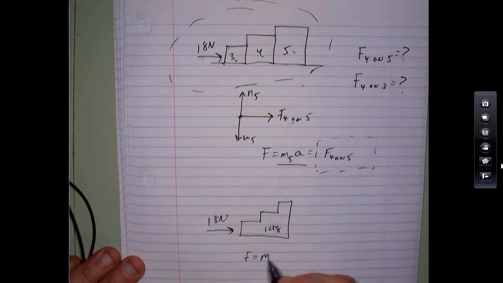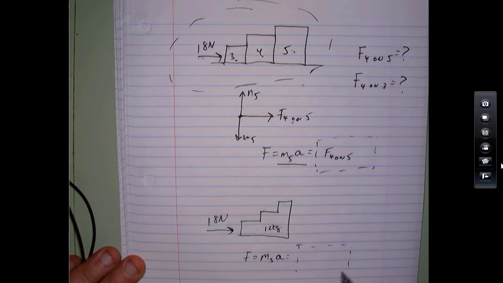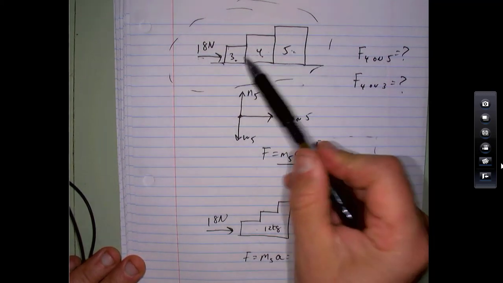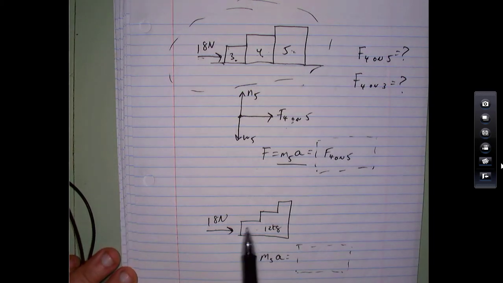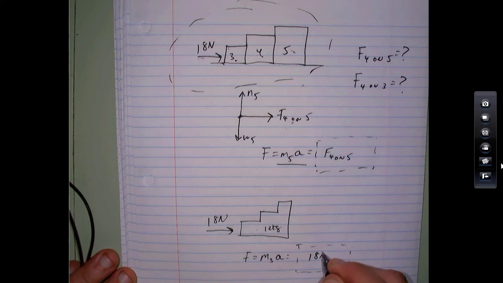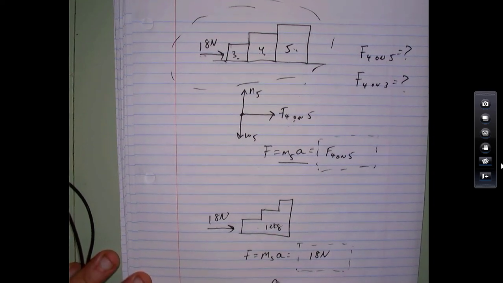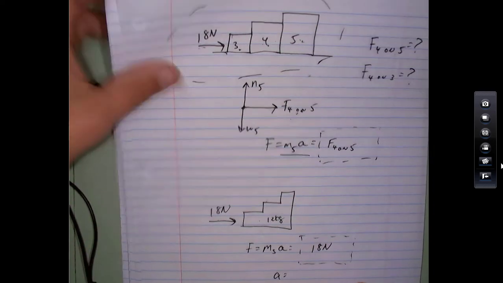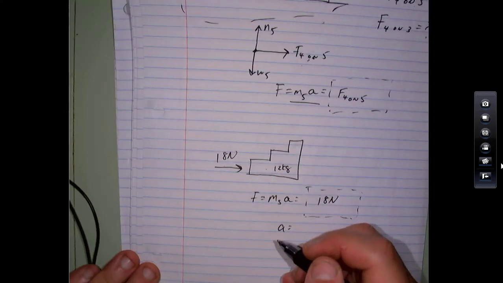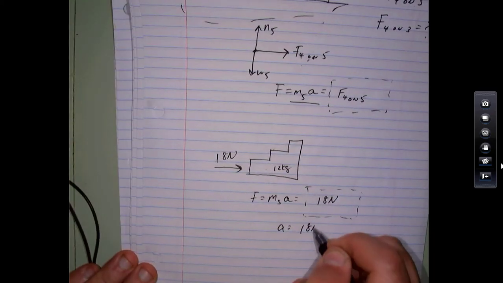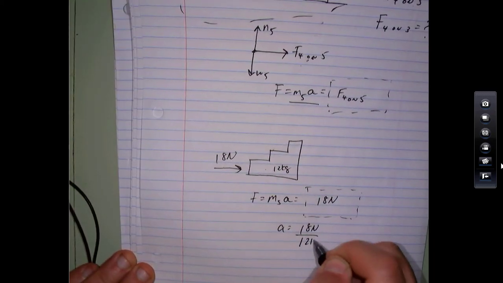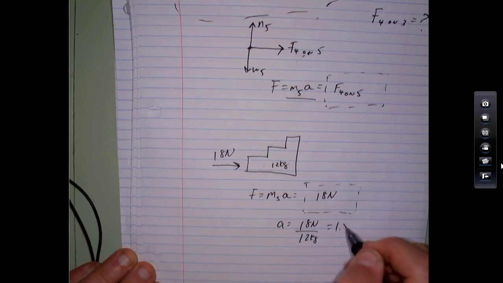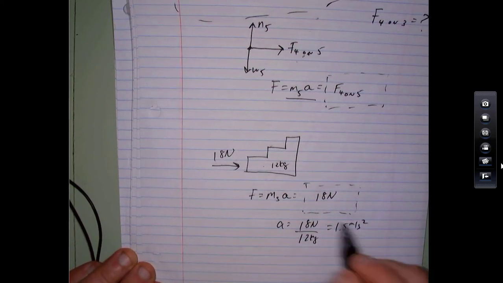F equals mass of system times A. And what's the only force on the system? Well, you've got these internal forces between the blocks, but we're not looking at that. We're looking at this as a whole system. So the only force is 18 newtons. So the acceleration turns out to be 18 newtons divided by 12 kilograms, 1.5 meters per second squared.